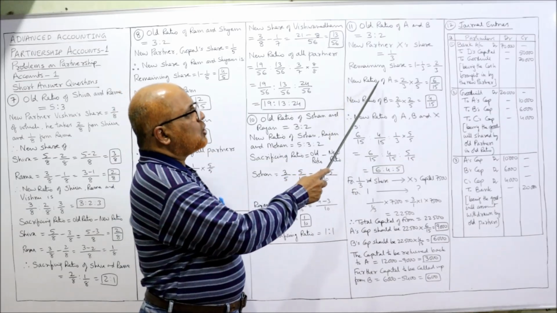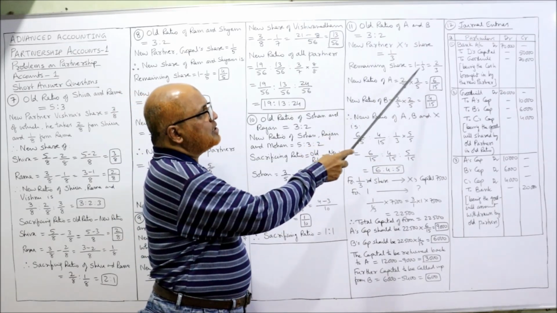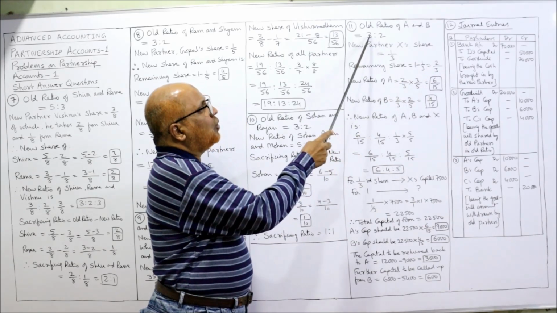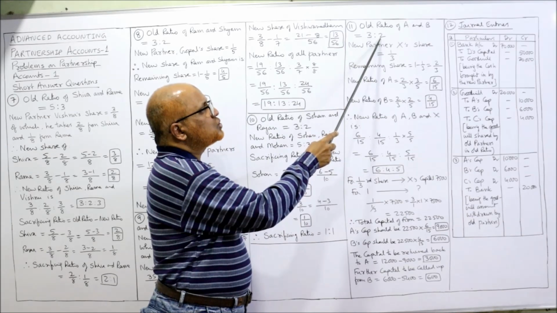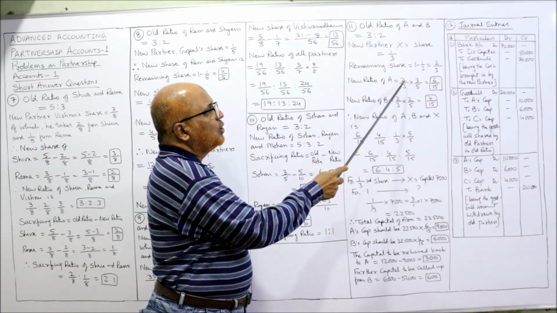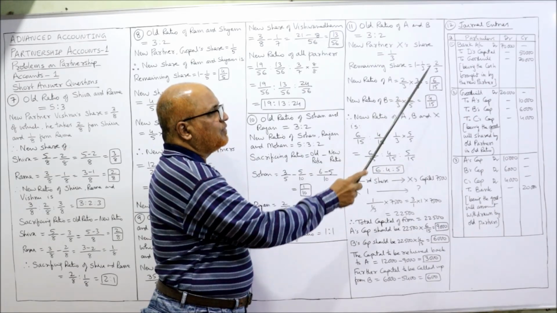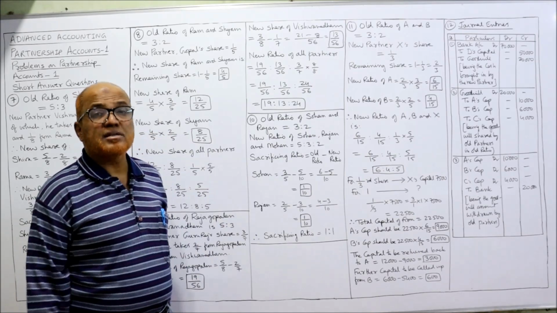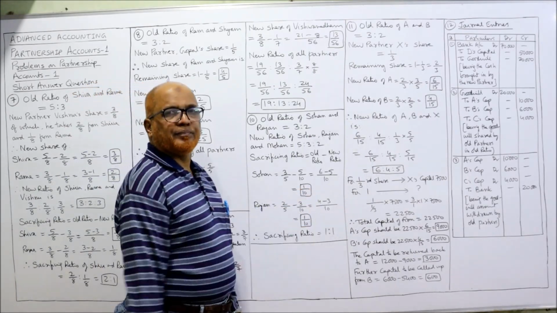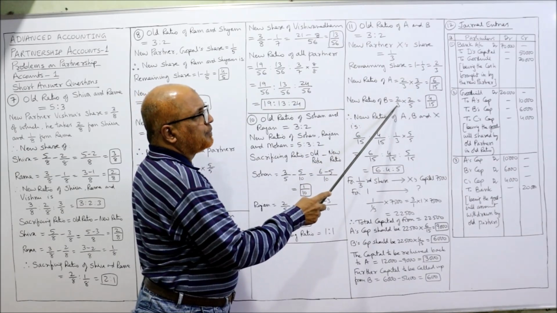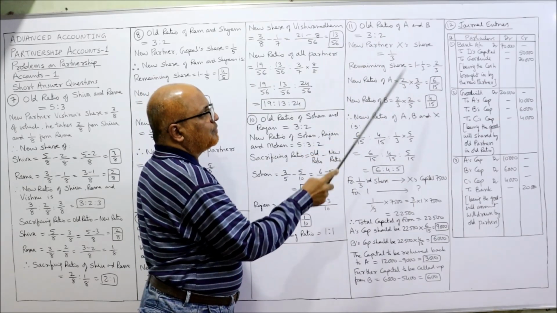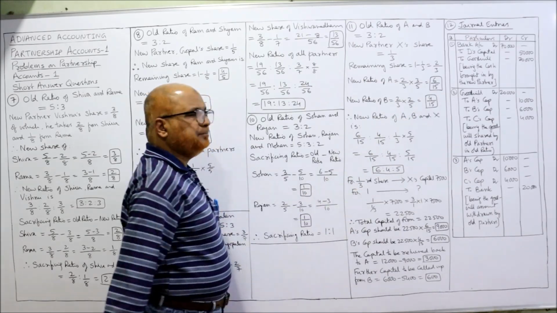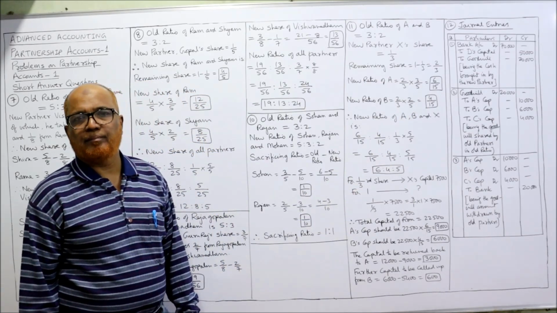So new ratio of A: remaining share is 2 by 3 into the old ratio, 3 by 5, since 3 plus 2 is 5. 2 threes are 6, 3 fives are 15. 6 by 15 is the new ratio of A. Similarly, new ratio of B: the remaining share is 2 by 3 and the old ratio is 2 by 5. So 2 by 3 into 2 by 5. 2 twos are 4, 3 fives are 15. 4 by 15 is the new ratio of B.